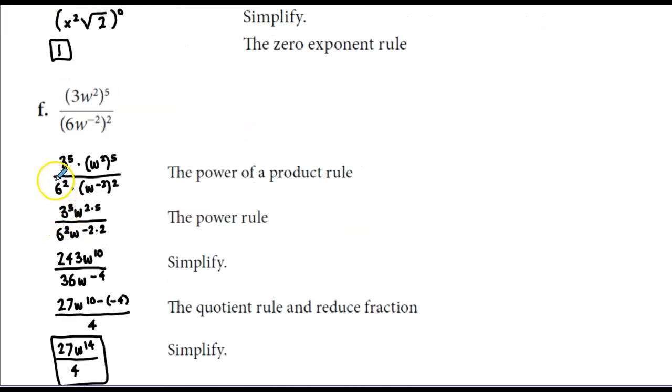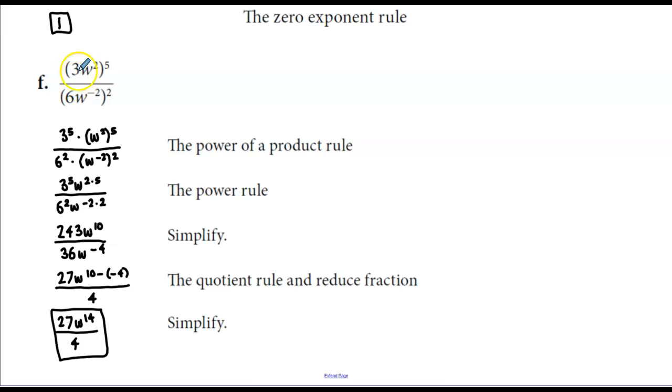In part F, we have a numerator of the base of 3w squared to the power of 5 divided by the base of 6w negative 2 to the power of 2. So we're going to use the power of the product rule by multiplying the exponents, the power of the exponents to the power of what's inside the base. So the exponent for 3 is 1. So 5 times 1 is 1, so this is 3 to the 5th power. Then we have w squared to the 5th power.